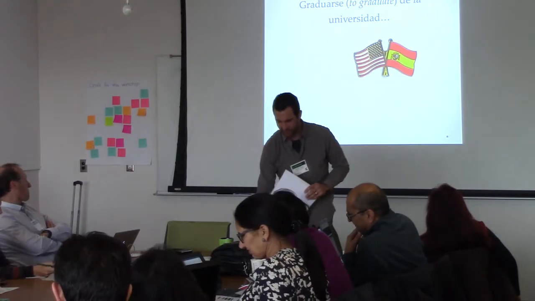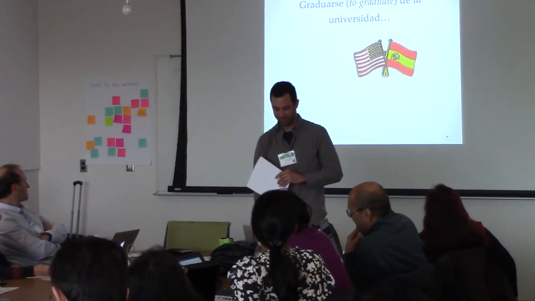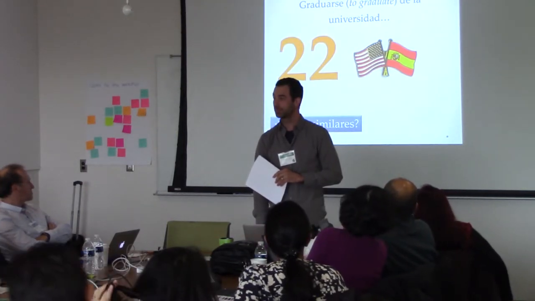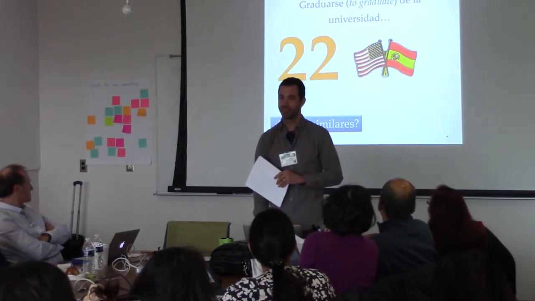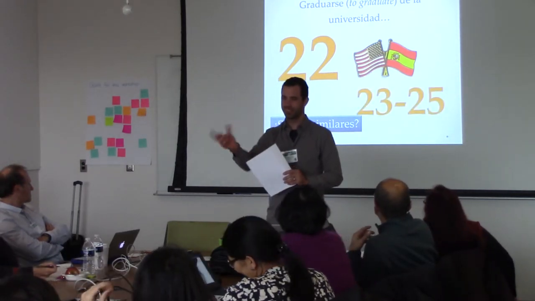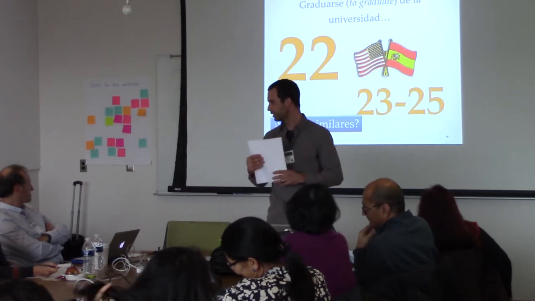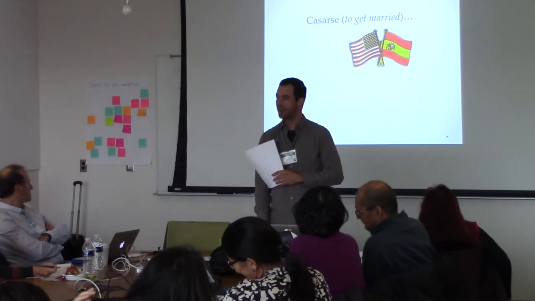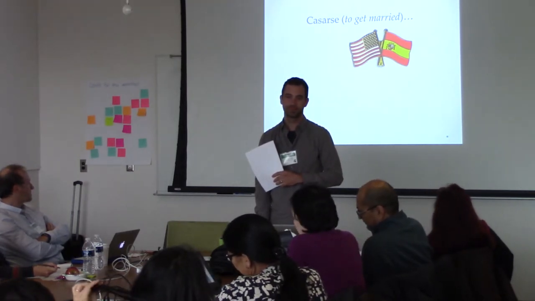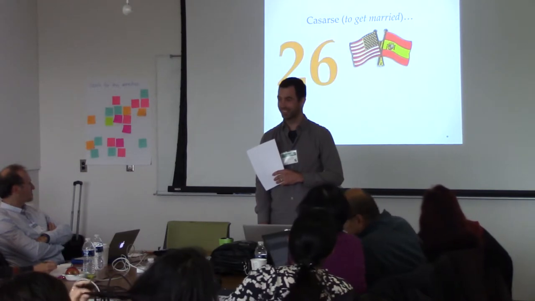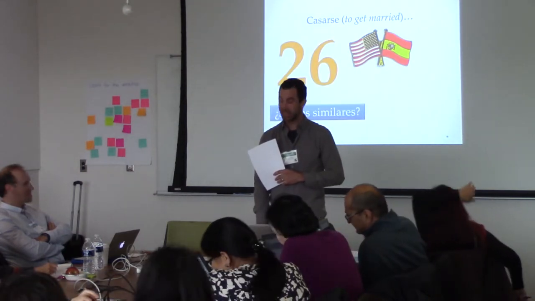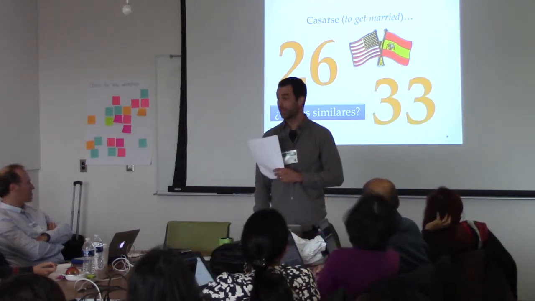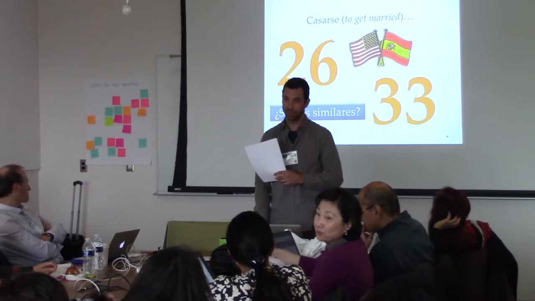So we're doing all these things. Graduate from the university. We've got 22 in Spain. That draws out a little bit longer in European countries, especially in Spain. To get married. 26. In Spain? Yeah. 33. Okay. Very good.